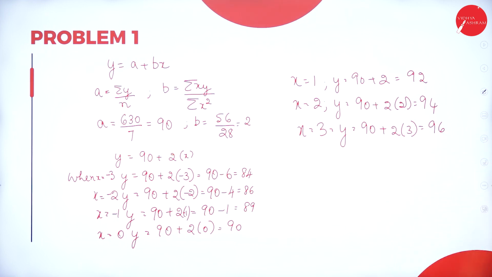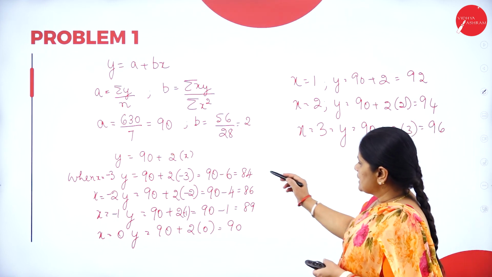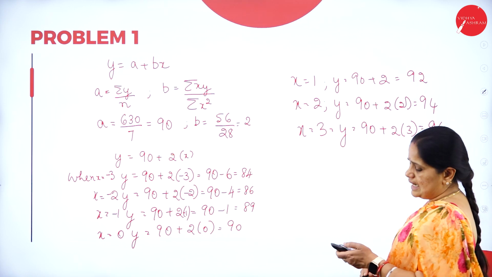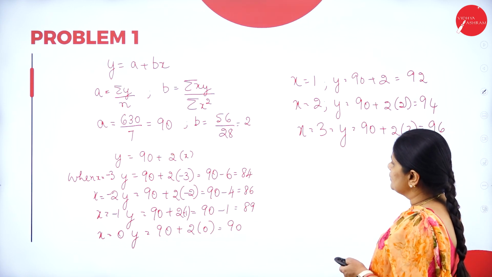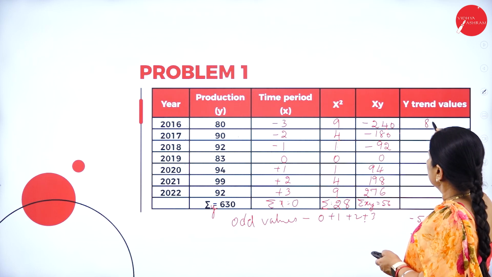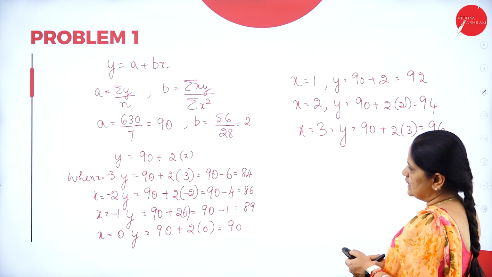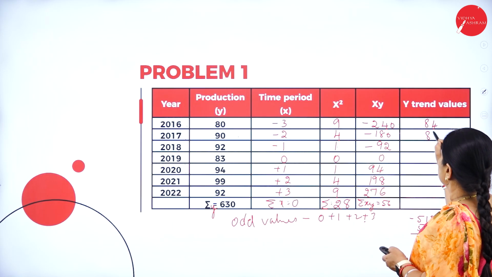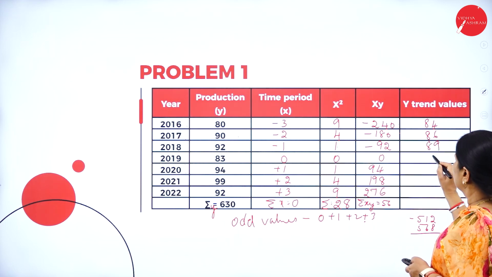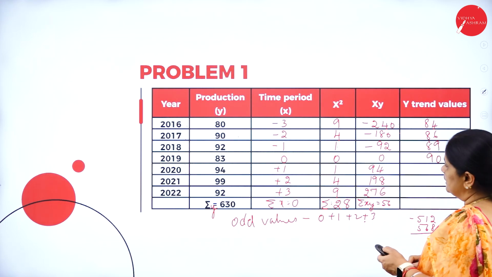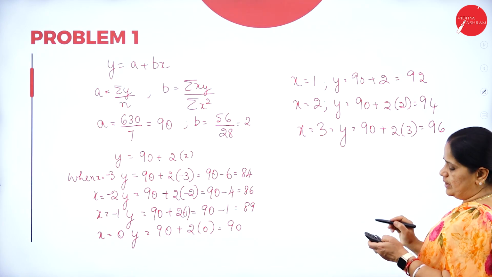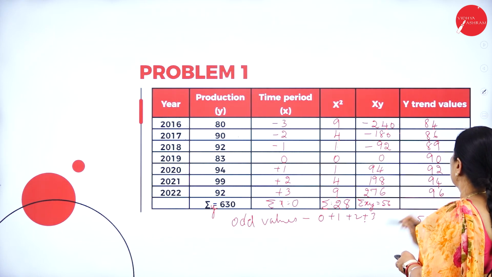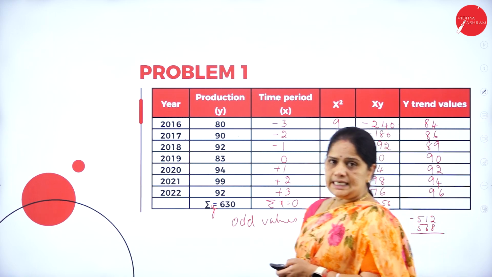So we got the trend values here. So we have this 84, 86, 89, 90, 92, 94 and 96. So these are the trend values. So we will write here 84, 86, 89, this is 90, then 92, 94, 96. So we got the trend values.